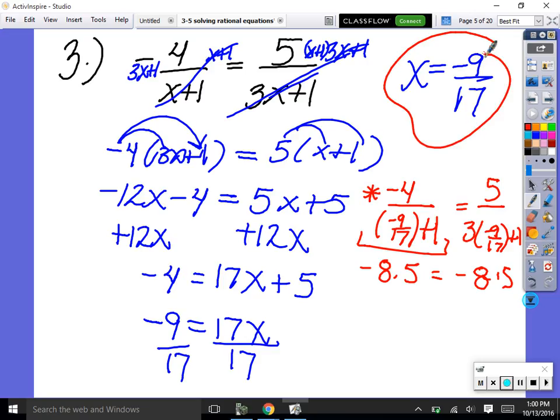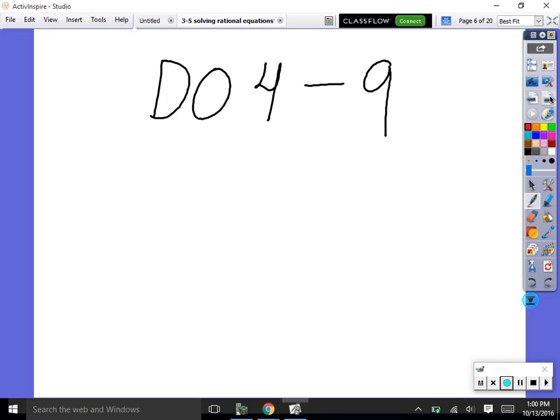It's not extraneous. None of these have been extraneous so far because we've only had to do very basic simplifying here. So that's why we haven't run into any extraneous solutions. You ready to practice? Okay, do 4 through 9.